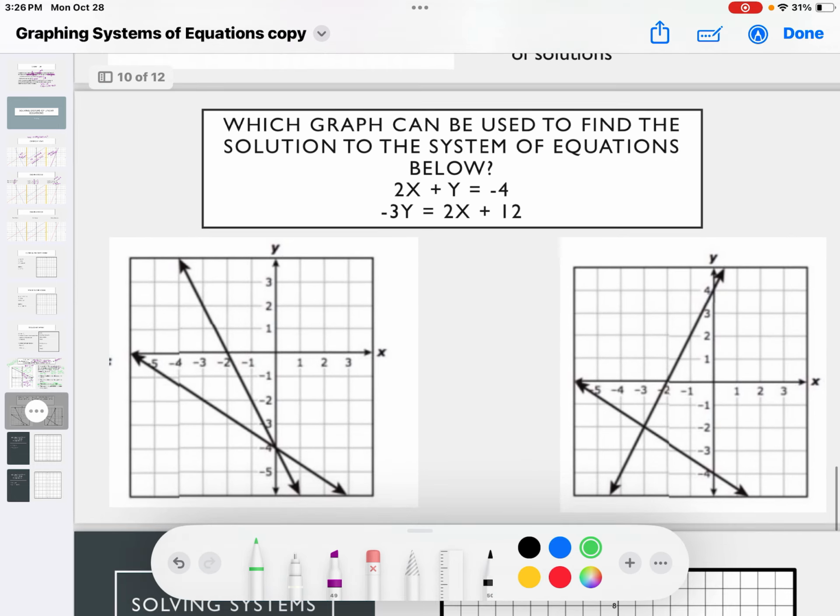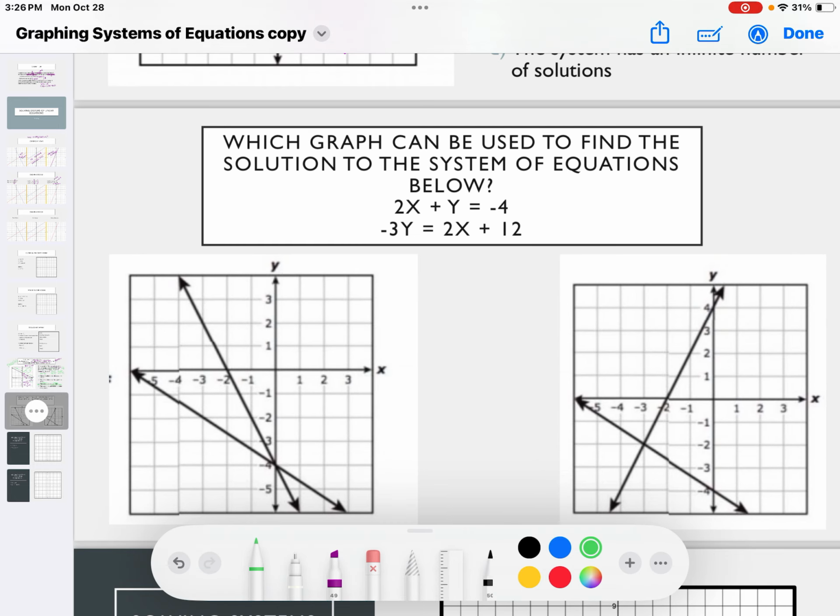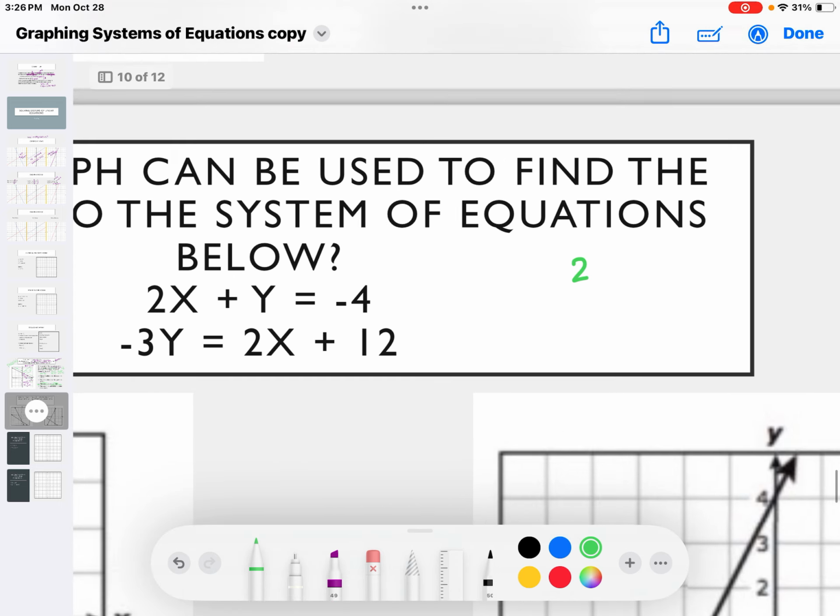All right. Which graph can be used to find the solution to the system of equations below? 2x plus y equals negative 4, negative 3y equals 2x plus 12. Before I even look at the answer choices, guys, I want to change both of these equations into y equals mx plus b slope-intercept form. So let's start with the first one, 2x plus y equals negative 4.